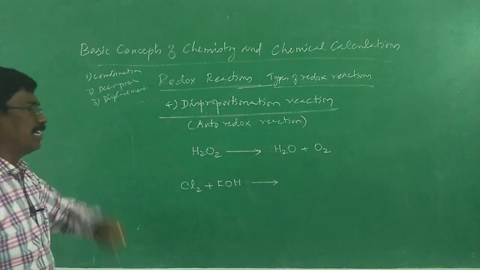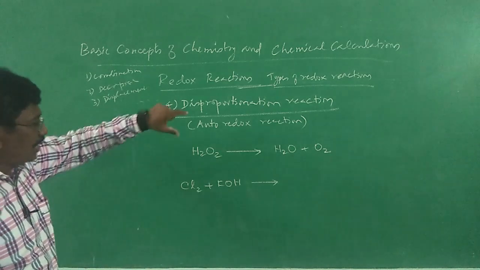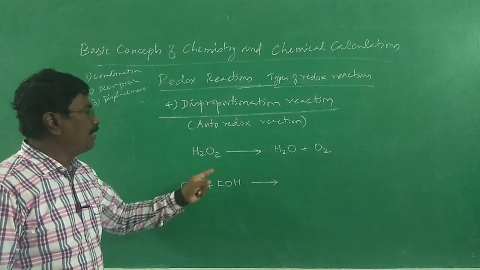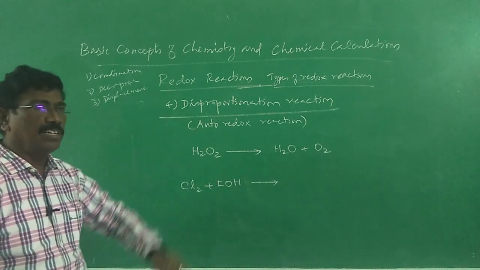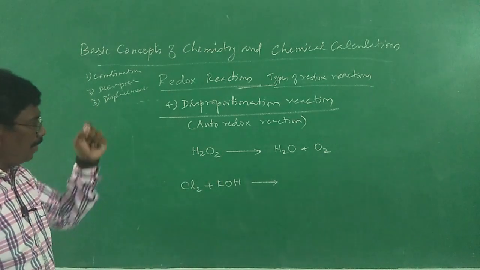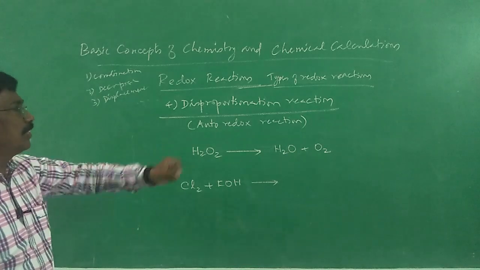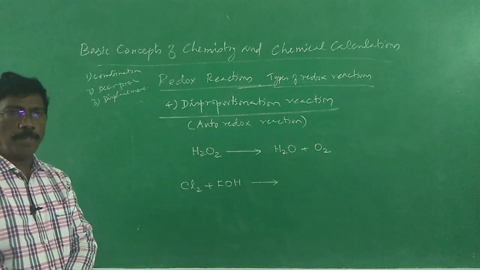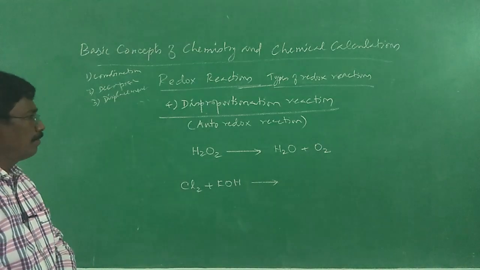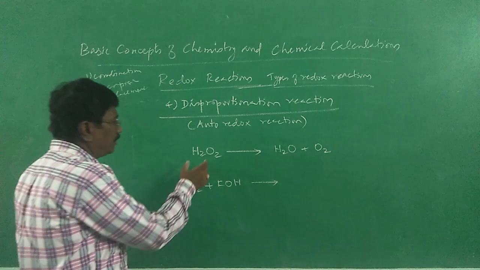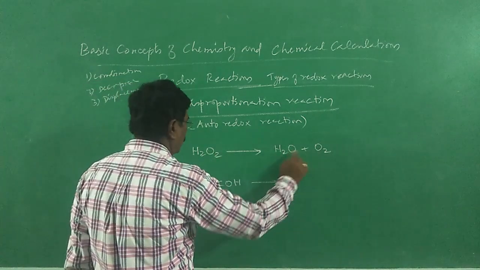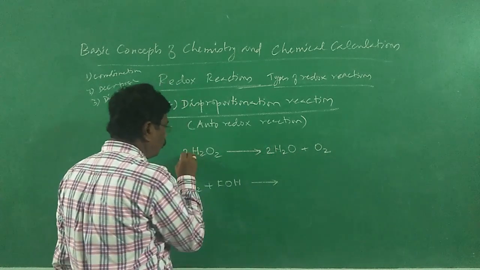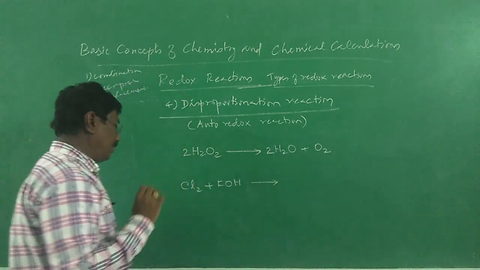It is disproportionation. Why? From the same molecule, one element is getting oxidized and the same element is getting reduced. If the same element is getting oxidized as well as reduced, we say it is autoredox reaction or disproportionation reaction. How is it happening? Let us see. Hydrogen peroxide gives water and oxygen. How to balance the equation? It should be in even number, therefore 2. 2H2O2, therefore 2H2O. I think it is a balanced equation.